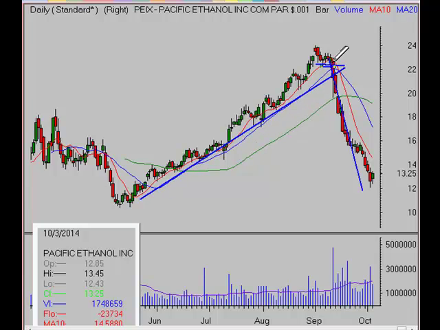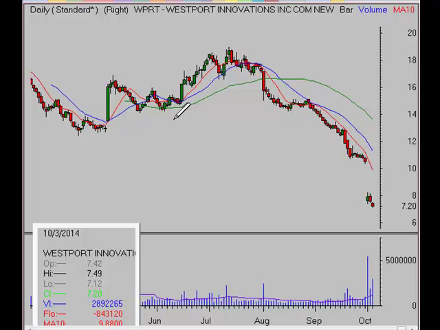Then the sentiment switches, and this stock has just been murdered, as it has been WPRT. This is alternative energy. So there's a lot of damage out there.